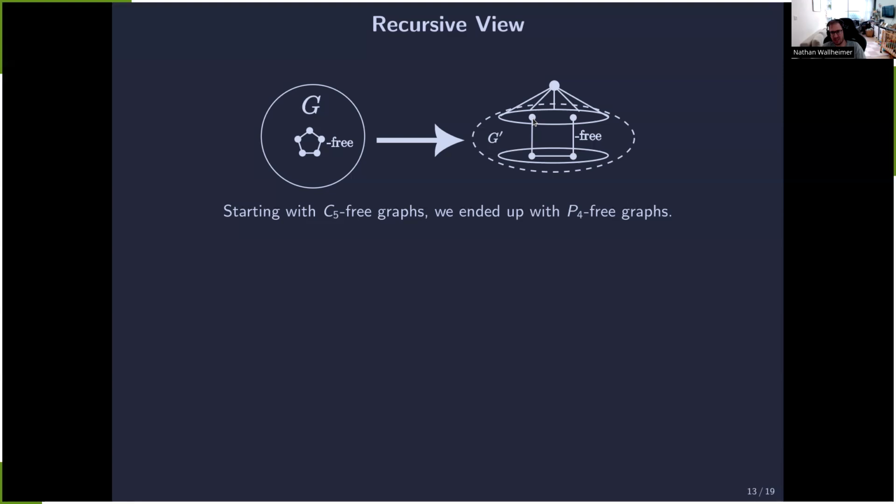One is an independent set, distance 1, and the second layer is the vertices at distance 2. And G prime is free from a P4. P4 is the path on 4 vertices, which is like a sub pattern of 5 cycle when we remove a vertex. Well, it's not entirely true what I say. It applies only to P4s where the endpoints are in the distance 1 layer and the midpoints are in the distance 2 layer.